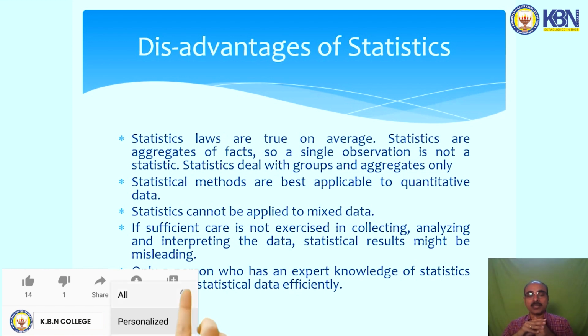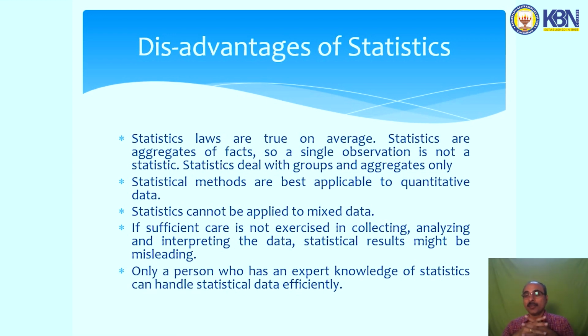Then the third point is statistics cannot be applied to mixed data. What is mixed data? If you want to take the average for marks and the average for income, you cannot mix both these items. We have to take separately the average for marks and separately the average for income. You cannot mix these two data and calculate an average. That is what we call cannot be applied to mixed data.